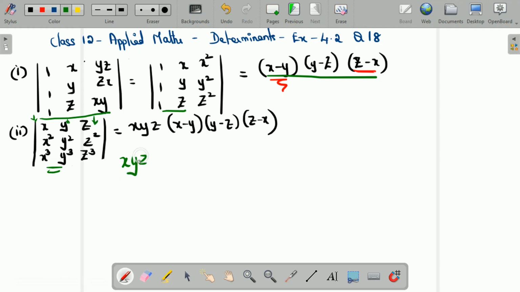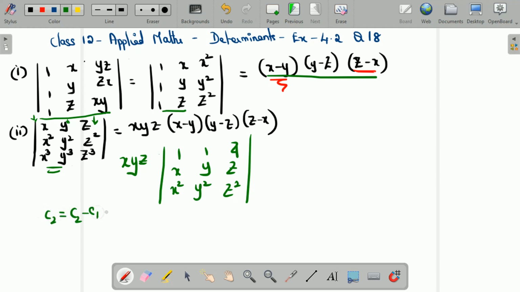So this becomes xyz into 1, x, squared. One degree you're reducing everywhere. So this is 1, y, squared, and similarly 1, z and z squared. Now you see a particular row has 1 all the way. So I'm going to do a column transformation this time. C2 is equal to C2 minus C1. Simultaneously I'm saying C3 is equal to C3 minus C1.